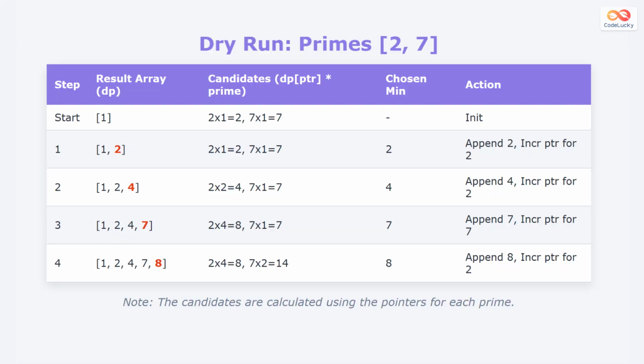Let's trace this with a small example using primes 2 and 7. We start with the array containing just 1. To find the next number, we compare 2 times 1 against 7 times 1. 2 is smaller, so we add 2 to our list and advance the pointer for prime 2. Next, we compare 2 times 2, which is 4, against 7 times 1, which is 7. 4 is smaller, so we add 4. We repeat this process, always picking the minimum candidate and advancing its specific pointer.